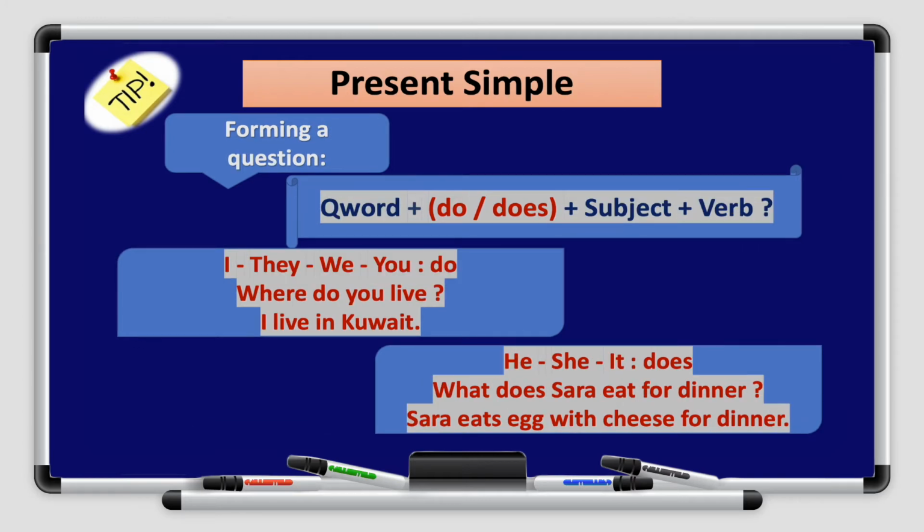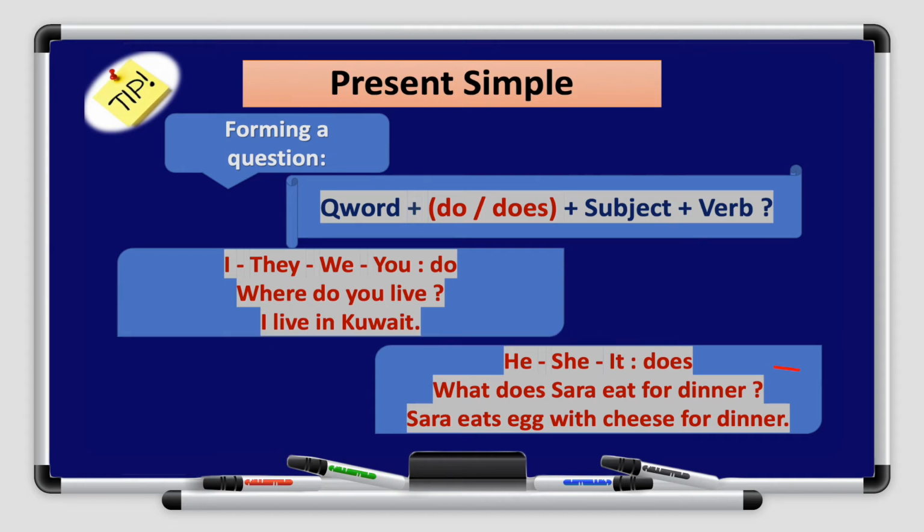After we learn how to make a sentence in present simple and negative, let's see how we can make a question for present simple. If you want to make a question, you have to start with the question word, followed by do or does, followed by subject, then the verb. If the subject is I, they, we, you, you have to put do before the subject. For example, where do you live?